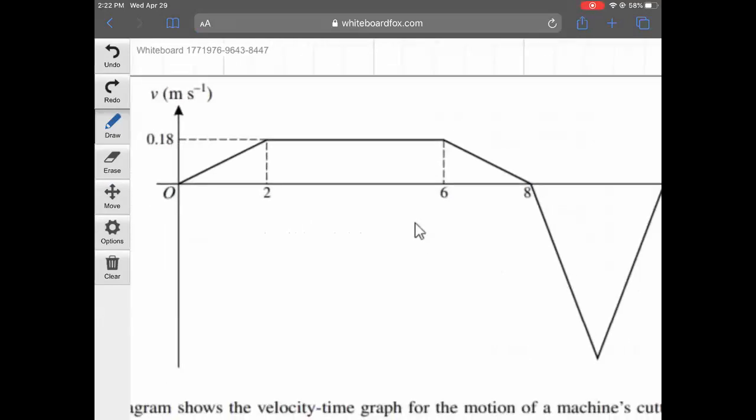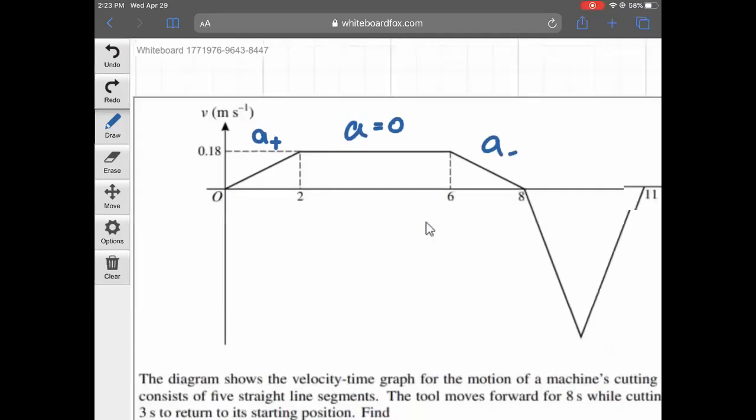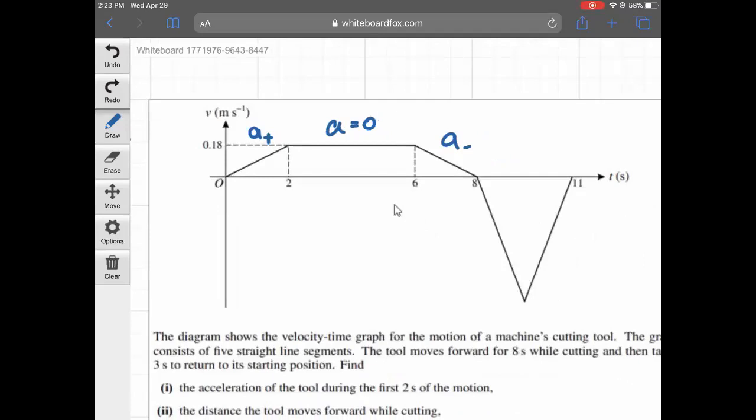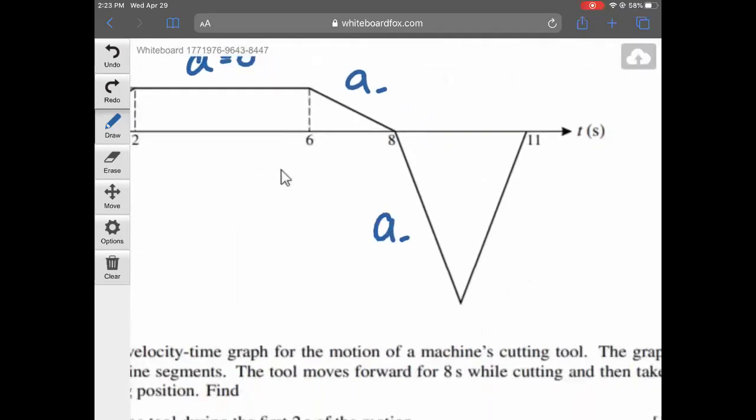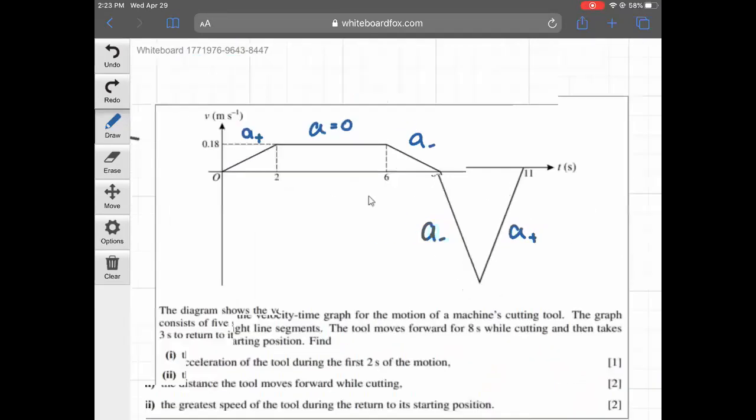So if we have a look, we've got our first segment. There must be a positive acceleration there, because my velocity has changed. It's gone from 0 to 0.18. So my velocity has increased, so there's been a positive acceleration. I can write that on: positive acceleration for that first segment. Then when my velocity stays the same, there can't be any acceleration, so acceleration is 0. Then we must have a negative acceleration, or a deceleration, because my velocity is decreasing. And then we have a negative acceleration, and then finally a positive acceleration.